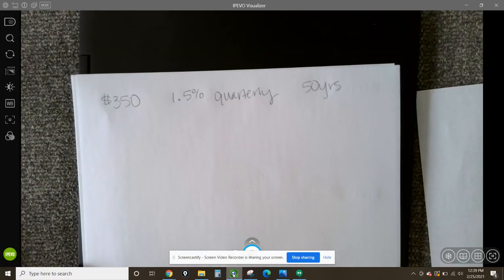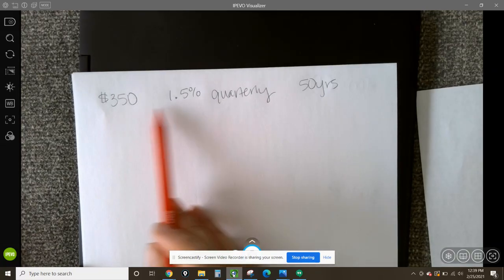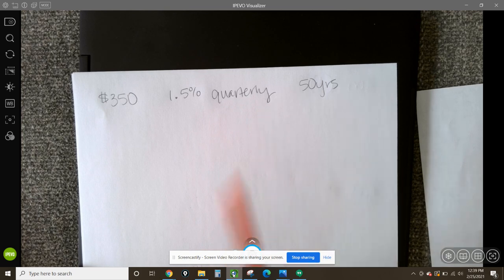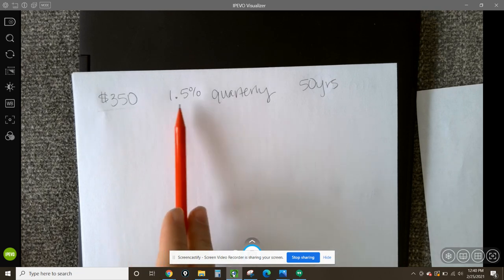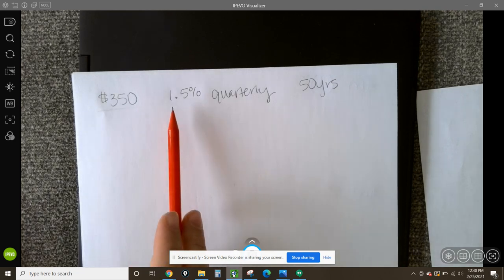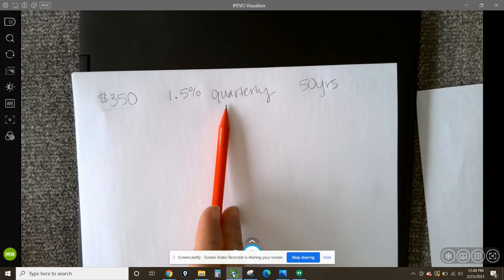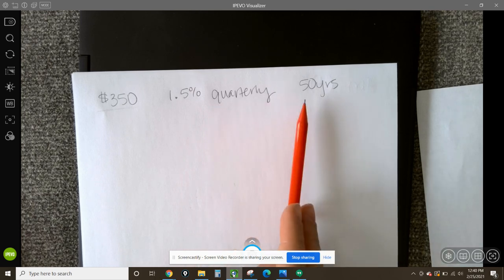Hi there. So here's one of the questions that you were asking about compound interest. You said you were having trouble with the ones compounding quarterly. So one of them said you're starting a savings account, I believe, with $350, and the annual percentage rate is 1.5% compounded quarterly, and it wants you to figure out how much money you would have in there after 50 years.